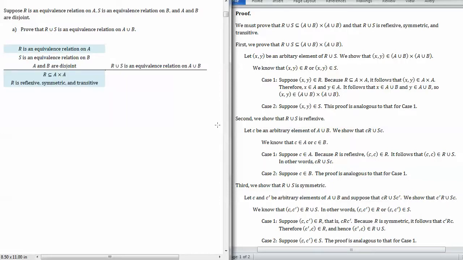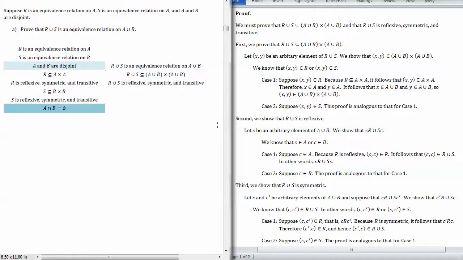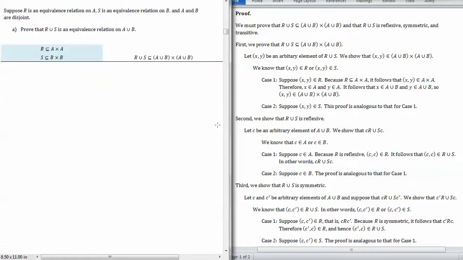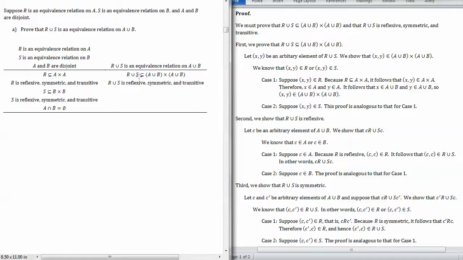So let's take some definitions here. There are our three equivalence relation statements. And A and B disjoint means that their intersection is empty. Okay, so first of all, let's prove that R union S is actually a subset of the Cartesian product of A union B with itself. That's what it means for R union S to even be a relation on A union B. If we're going to show it's an equivalence relation, we should probably begin by showing that it's at least a relation.